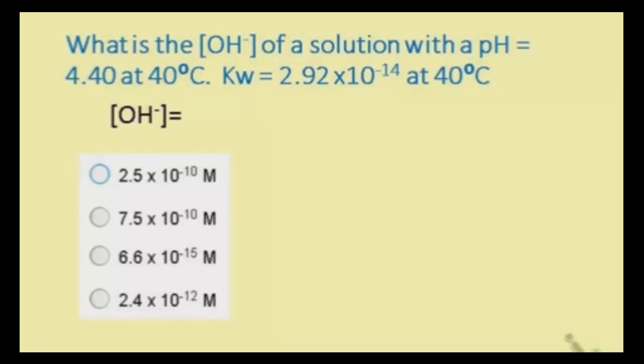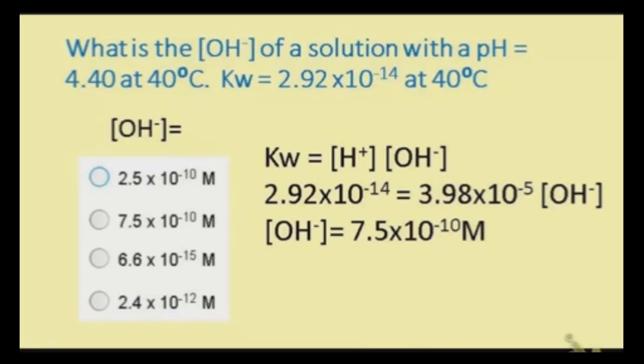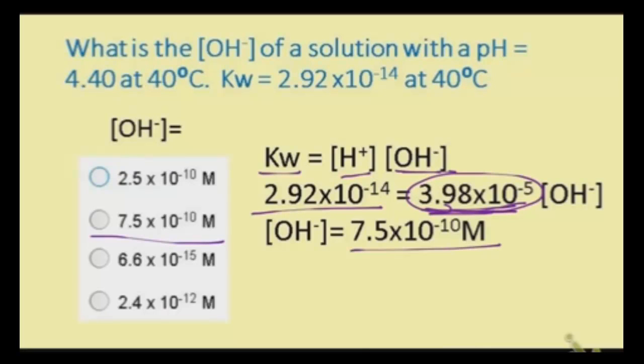Okay, so try this one. We have just calculated the H plus, so go ahead and calculate now the OH minus, and then come back. Okay, so hopefully you got that the answer was 7.5 times 10 to the minus 10. Because I knew the H plus concentration, I know that kW is H plus times OH minus. This is my kW, this is my H plus. I divide both sides by this number, and I get an OH minus of 7.5 times 10 to the minus 10.